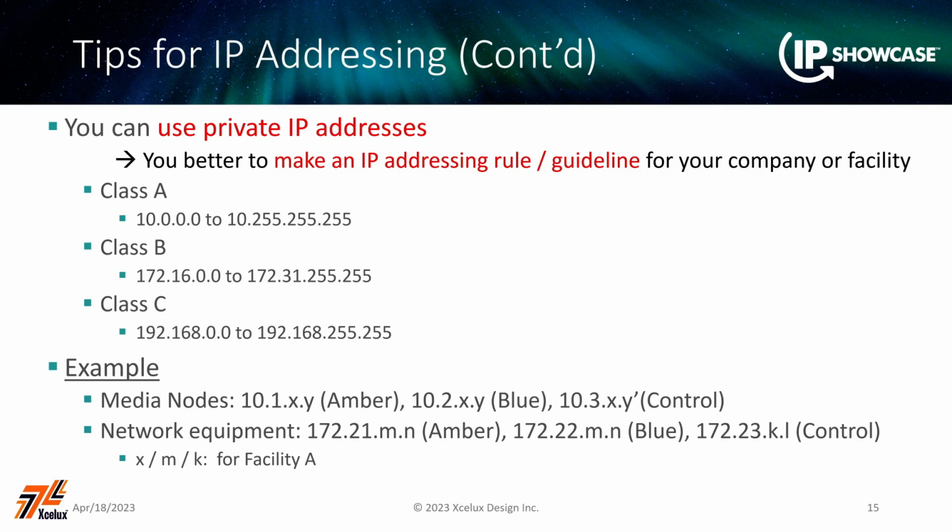This address class is from class A to class C. For example, for media nodes, I assigned the 10.1 based address for the amber, the 10.2 for the blue, and 10.3 for the control. If you assign the second octet like this, it specifies the type of the network: amber, blue, control. You can see the IP address and recognize which network it is.